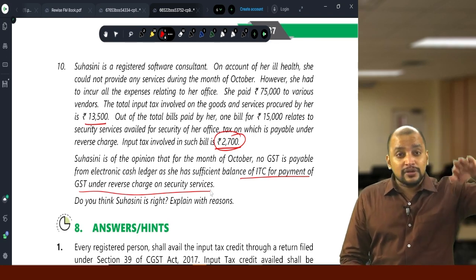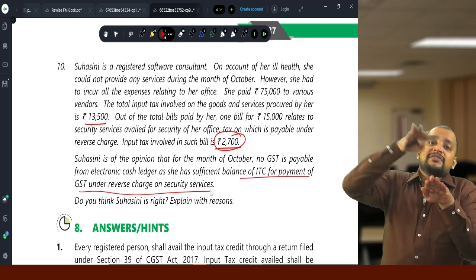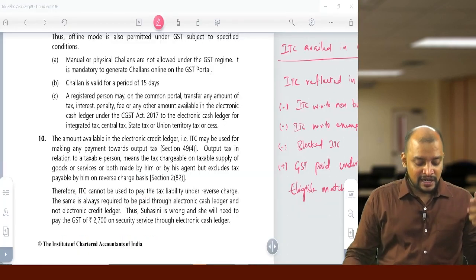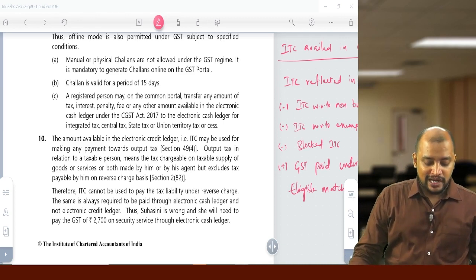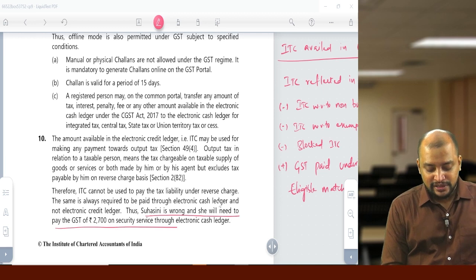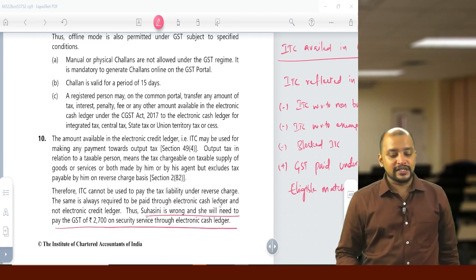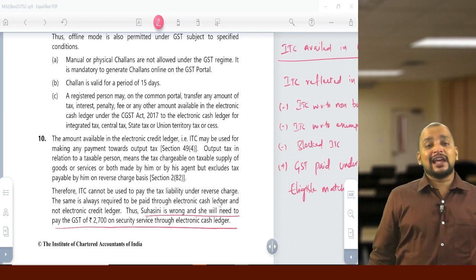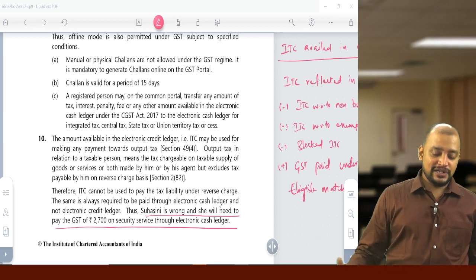Already they have 13,500. Now 2,700 will be added to the electronic credit ledger, but the 2,700 they have to pay through the electronic cash ledger. So Suhasini is wrong and she is required to pay GST of 2,700 on security service through the electronic cash ledger only. Okay. And that can be taken as ITC in the credit ledger.